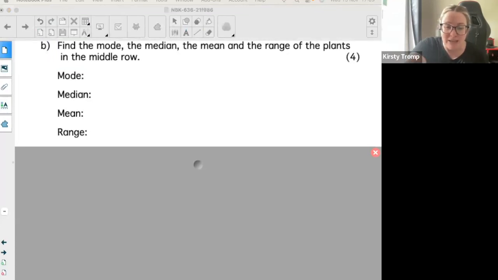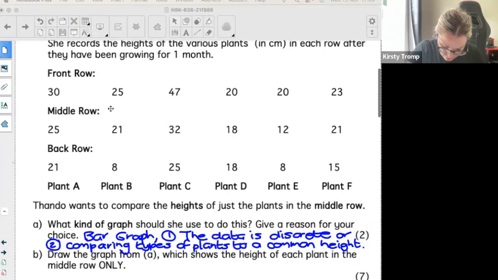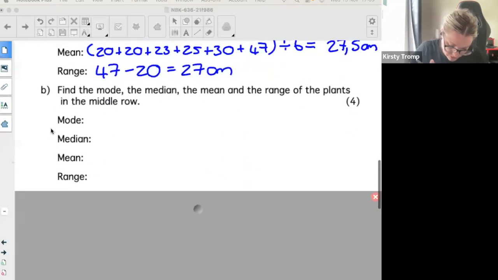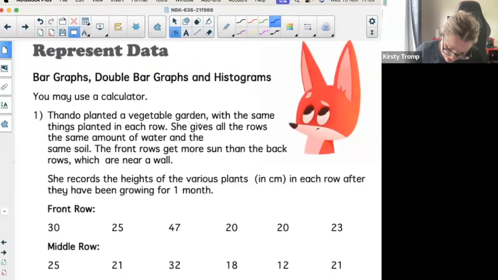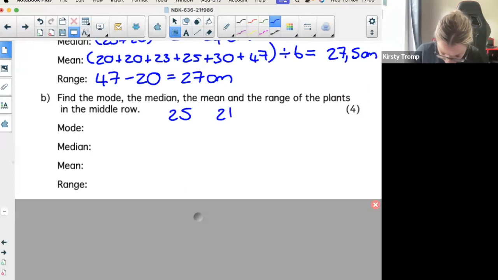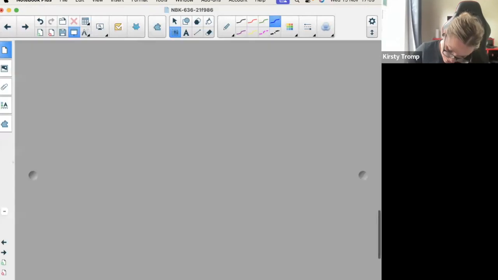And it might be a good idea for me to put the actual numbers there for you, which I'm going to go and do. So let's go grab the numbers for the middle row quickly. Okay. So in the middle row, I've got 25, 21, 32, 18, 12, and 21. So I'm going to write them here in the middle of the screen for you.